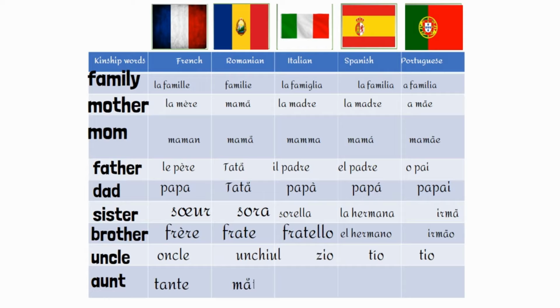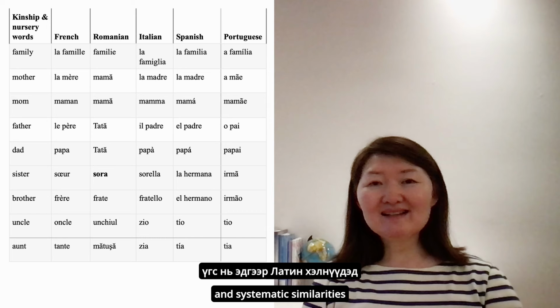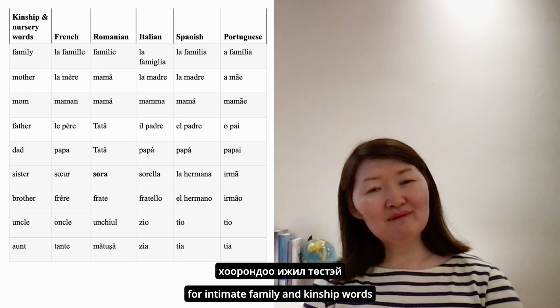We can see that there are consistent and systematic similarities in lexical classifications for intimate family and kinship words in all these Latin languages.